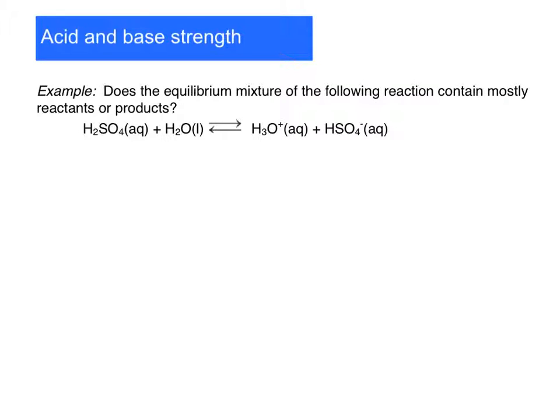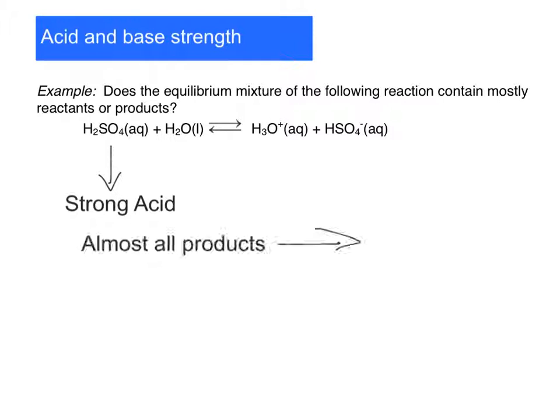All right, so as an example, does the equilibrium mixture of the following reaction contain mostly products or mostly reactants? So we have H2SO4 combining with water to break up and form H3O+ and HSO4−. So if we go back to our chart, you can see that H2SO4 is a strong acid, which means that this reaction is going to go pretty far toward the products, okay, because H2SO4 is going to donate most of its protons. So in this case, we'll have mostly products in our mixture. And you can use that chart that I just showed you to determine that relationship.